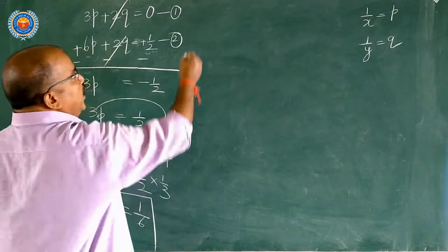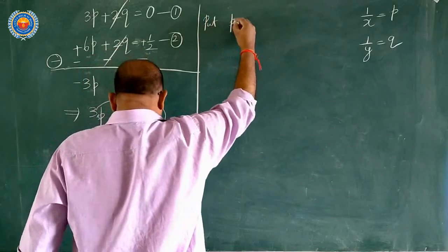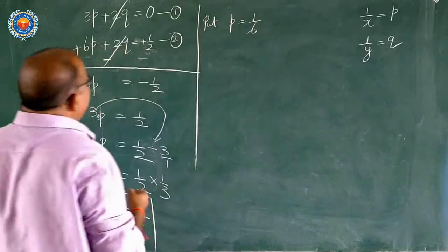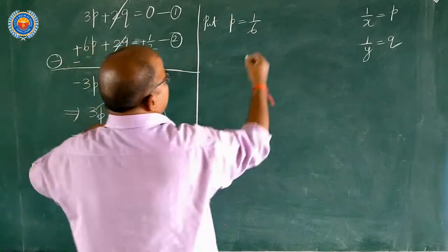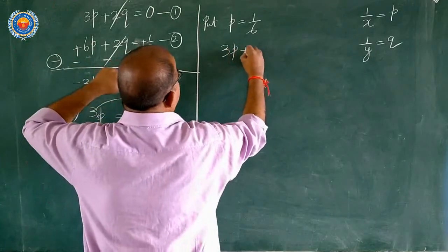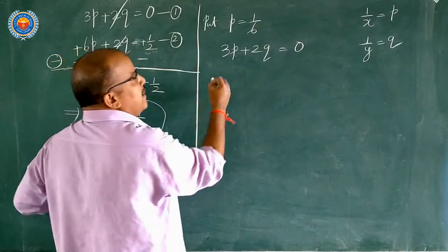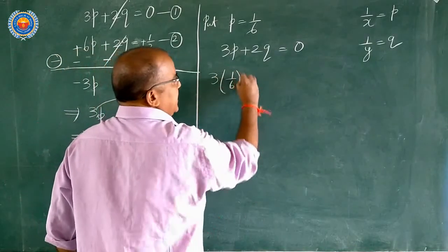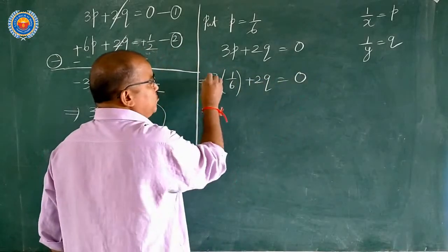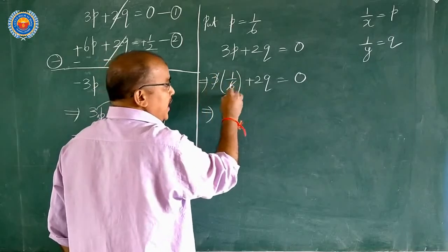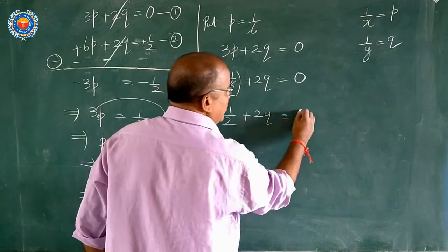Now I am going to find the q value. Put p is equal to 1 by 6 in any equation, equation 1 or equation 2. So I take equation 1. What is equation 1? 3p plus 2q is equal to 0. What is the p value? 1 by 6. 3 into 1 by 6 plus 2q is equal to 0. That implies 3 ones are 3, 3 twos are 6, that is nothing but 1 by 2 plus 2q is equal to 0.